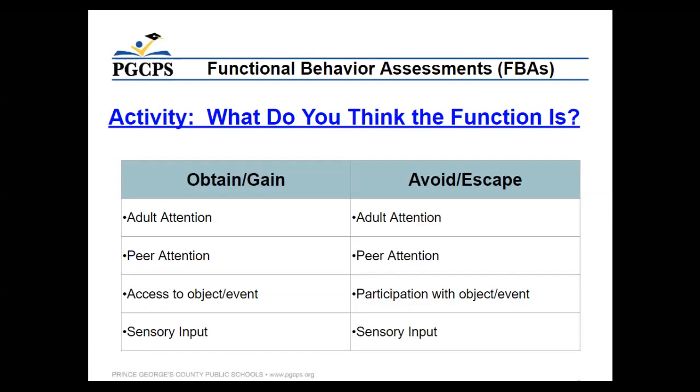And then that something that they're either looking to obtain/gain or avoid/escape will fall into the realm of adult attention. So they're either looking to get it or get away from it, or get it or avoid it. Peer attention, they're either looking to obtain it or avoid it. Access to an object or an event, so they're either looking to be able to participate in some type of event or have an object, or they're looking to avoid participating in that event or being around that object. And then the fourth category will fall into sensory input. And typically with sensory input, we are talking about information that comes into our body through our five senses.